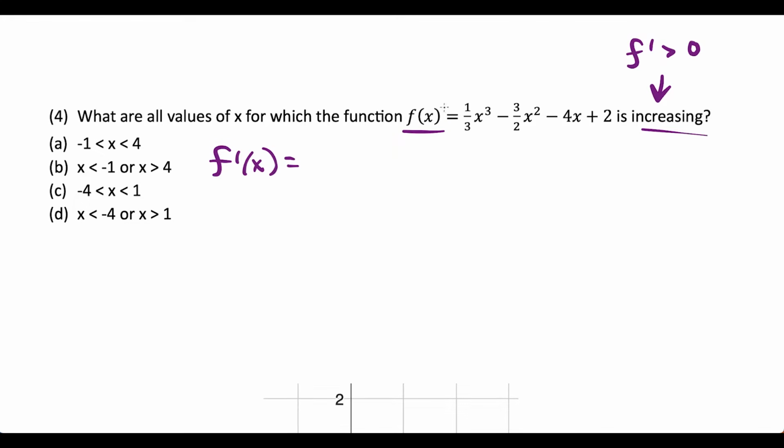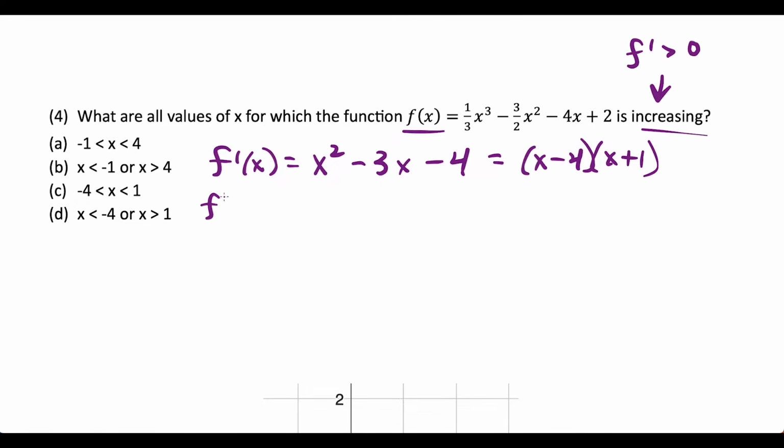We're going to use the power rule. So the 3 comes down, and that's going to cancel out the 1/3, leaving us with x squared. The 2 comes down to wipe out the denominator 2. We're going to have minus 3x, and then minus 4. The derivative of plus 2 is 0. And this I would actually factor. This is going to factor nicely to x minus 4 times x plus 1.